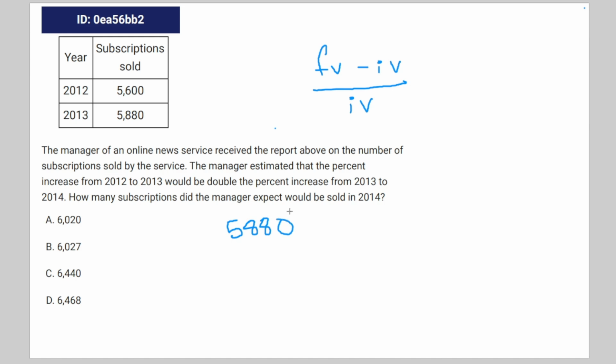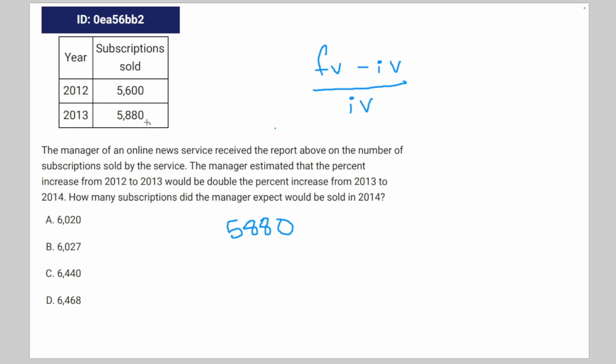Oh, first we should read the problem. The manager of an online news service received a report above on the number of subscriptions sold by the service. The manager estimated that the percent increase from 2012 to 2013 would be double the percent increase from 2013 to 2014. How many subscriptions did the manager expect would be sold in 2014?